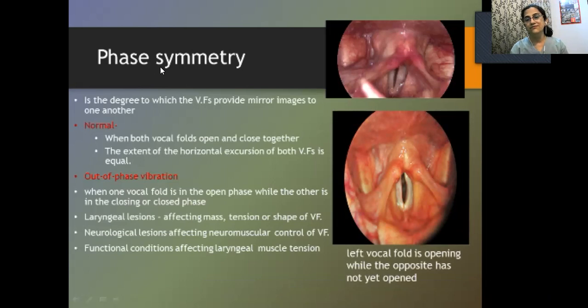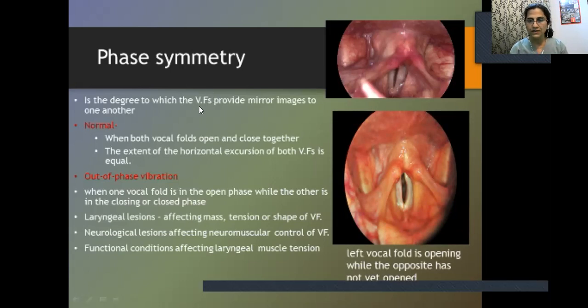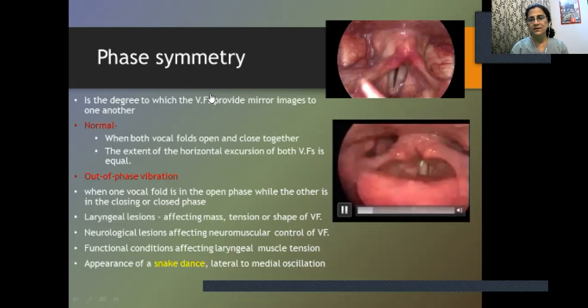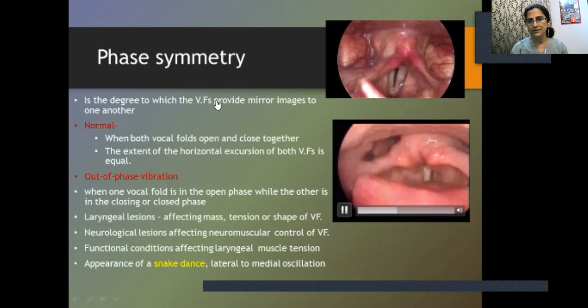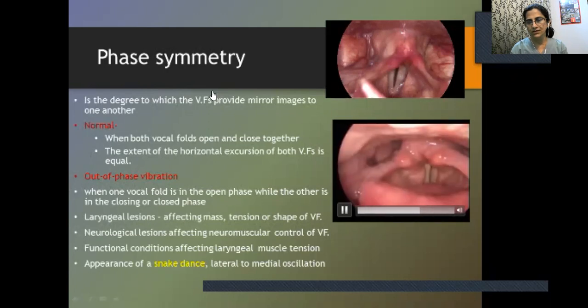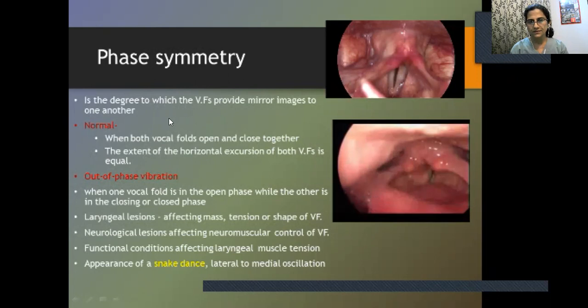Here you can see that the left vocal fold is opening while the opposite has not yet opened. And you typically see a snake dance kind of appearance. When the right one is opening, the left one is closing, and vice versa. That is, you see the lateral to medial oscillation.